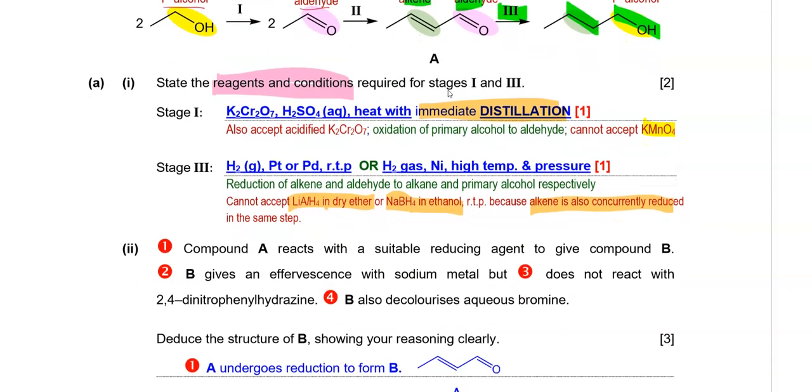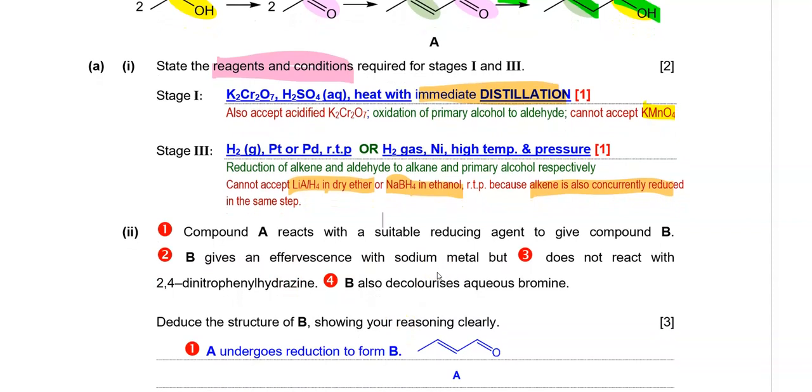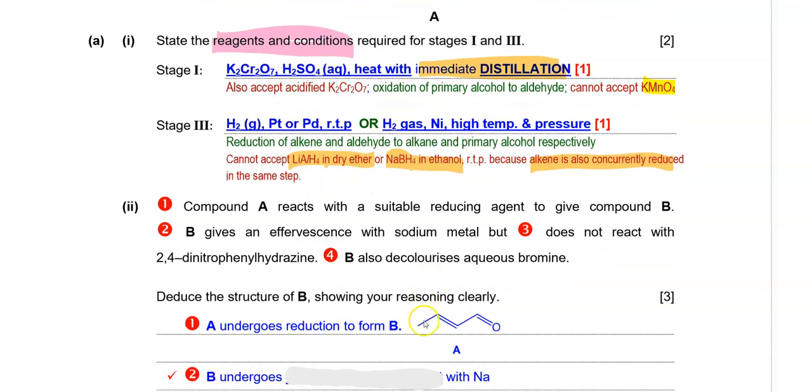Part 2, basically, is a simple deductive question starting from compound A. Compound A is this formula here. It undergoes a reduction reaction to give compound B, and we are supposed to deduce the structure of B. B gives effervescence with sodium metal, but does not react with 2,4-DNPH and also decolorizes aqueous bromine. So take note, A undergoes reduction. The two functional groups that can undergo reduction are your alkene and your aldehyde.